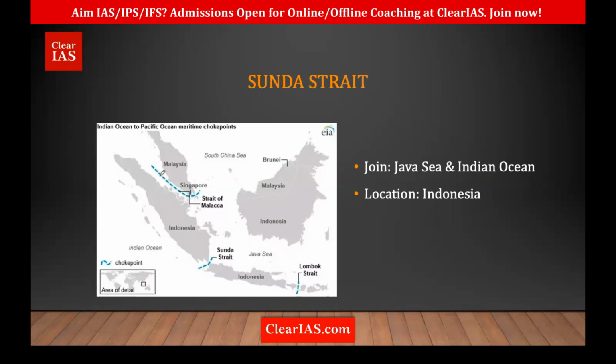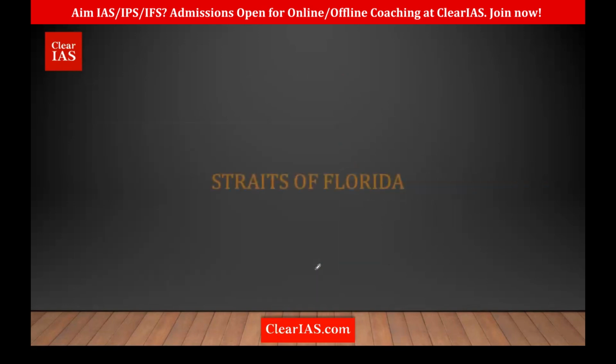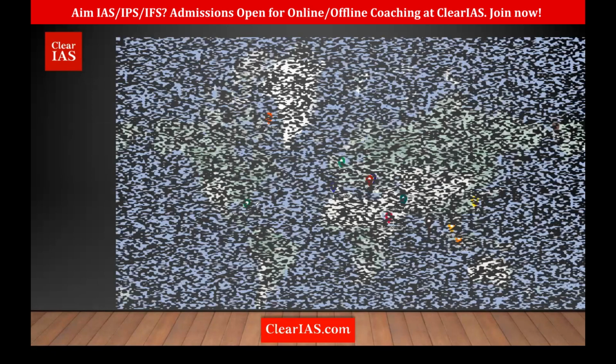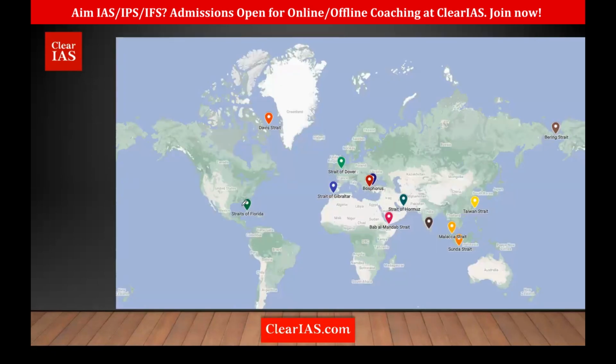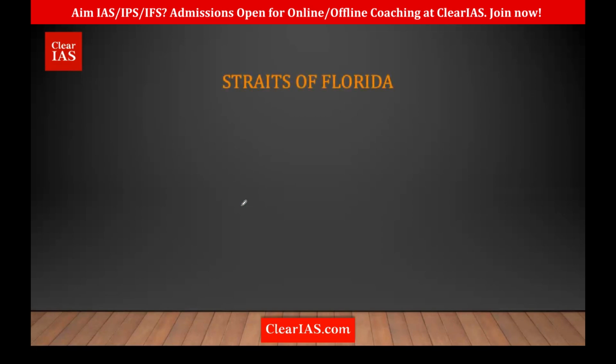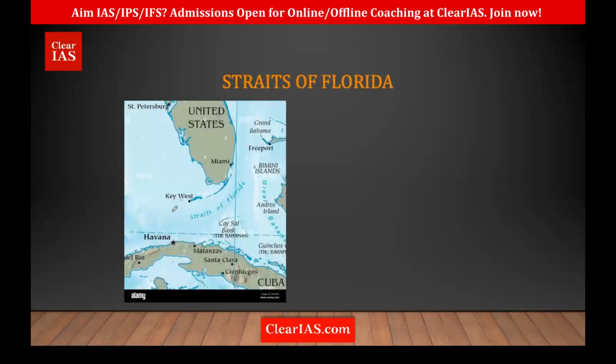Okay, so we have three straits in and around Indonesia, which is important: the Strait of Malacca, Sunda Strait, and the Lombok Strait. Now the next important one is in America, in the US, that is the Strait of Florida. You can see this one is the Strait of Florida. It's somewhere along the Gulf of Mexico, US and Mexico.